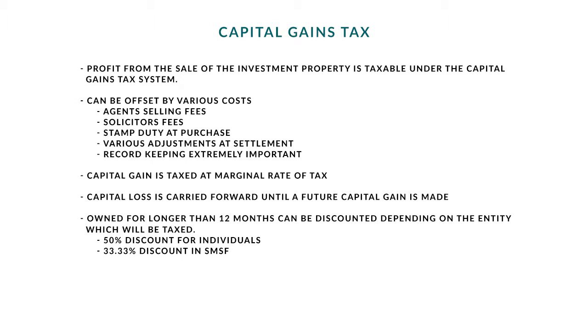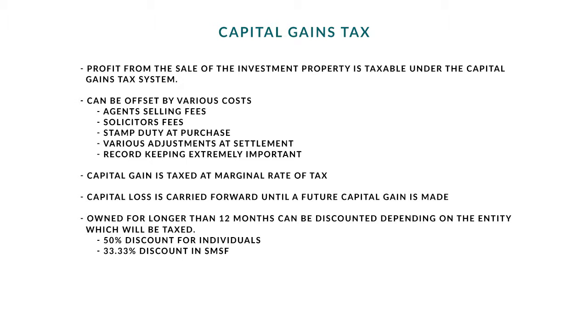A capital gain is taxed at your marginal rate of tax. This means that once the gain is calculated, it is added to your other income and then taxed at the rate of tax that you currently fall in. Any capital losses that you make on investment properties or other assets can be carried forward until a future capital gain is made.